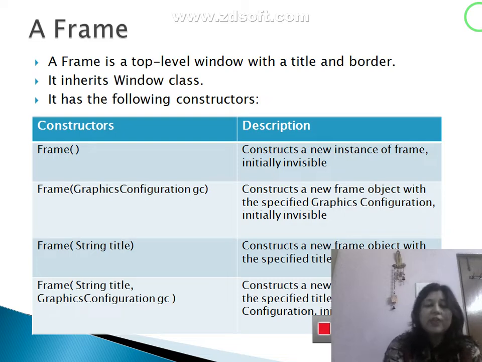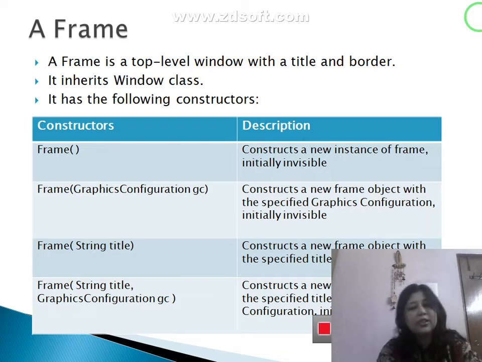And if you want to give a title to a frame, we can use the constructor Frame with the argument String title, which gives a specified title. It is also initially invisible. And the last one is Frame, where we can give a title as well as the specified graphics configuration. It is also initially invisible.